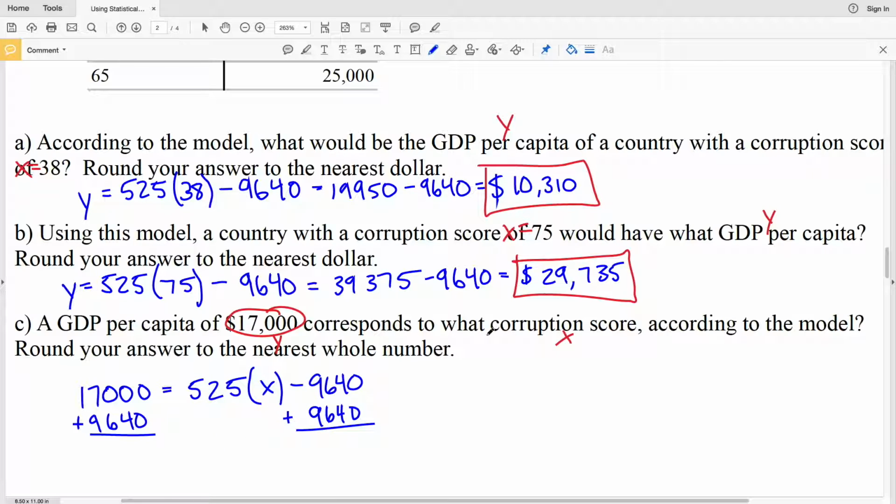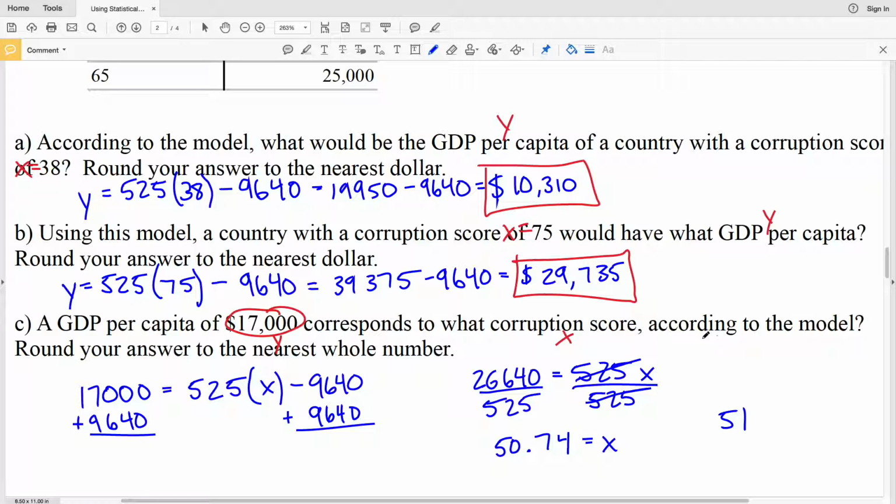17,000 plus 9,640 equals 26,640, and that's going to be equal to 525 times X. So dividing by 525 will help us isolate that X and give us our corruption score. So dividing 26,640 by 525, we will get 50.74 equal to X. However, we're rounding to the nearest whole number, and 50.74 will round up to 51. So our corruption score for a GDP per capita of $17,000 is 51.